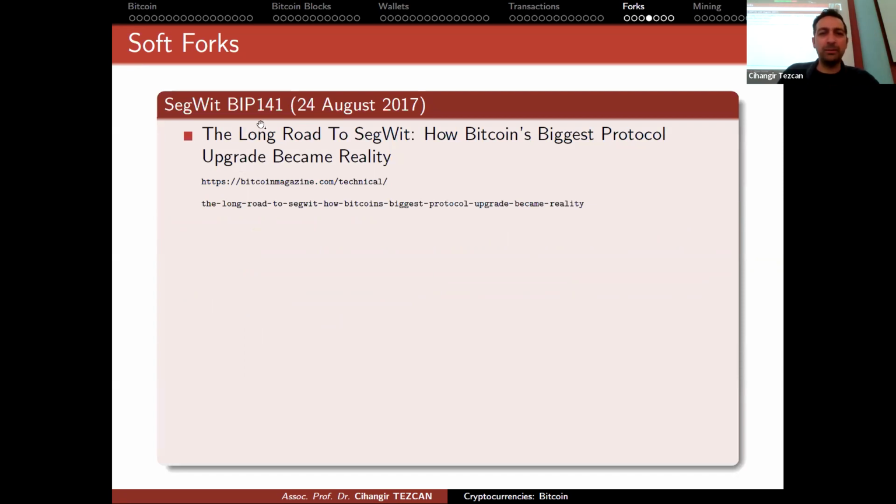Okay, so let's move on to SegWit. You can look at BIP 141. This soft fork became, as far as I know, effective on the 24th of August in 2017, but actually it was planned a few years before. This is actually a late update because miners didn't want to upgrade their software. So it is a huge and important story. I want you to read this blog, which explains it in a very good way. It is "The long road to SegWit: how Bitcoin's biggest protocol upgrade became reality."